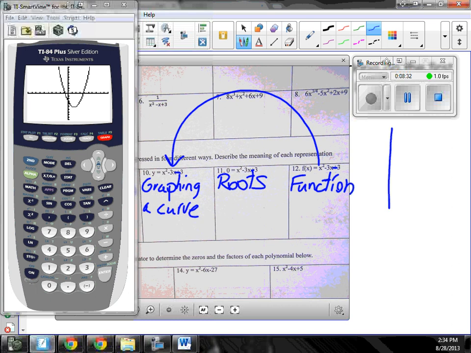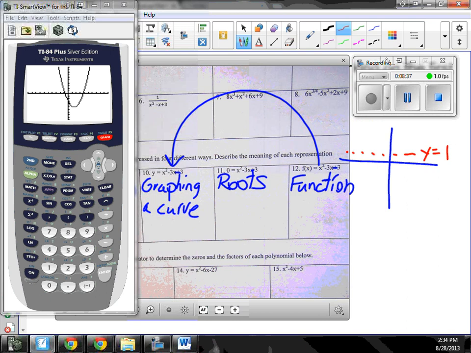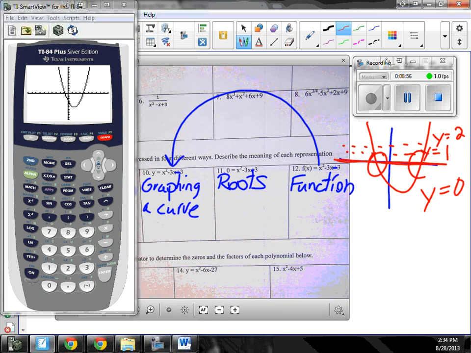Because on a graph, this line is the line y equals 1. This line is the line y equals 2. What line is right here? Y equals 0. So where does y equals 0 touch the graph of x squared minus 3x minus 3? At the roots, here and here. Now in this case, it looks somewhere close to -1 and somewhere close to +4, but it's not very perfect. It's certainly not whole numbers, or integers, I guess.